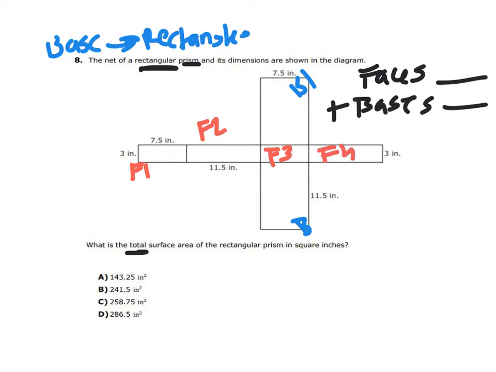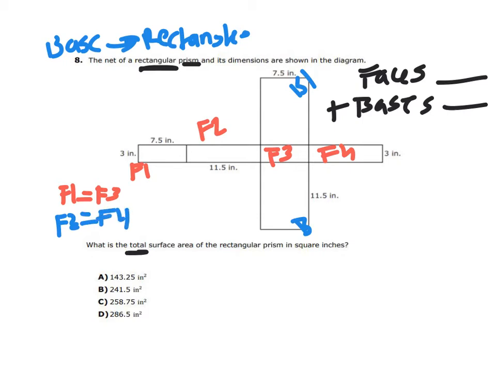Another thing you need to know about prisms is that there is actually a pattern. And the pattern there is that the odd numbered faces are going to be equivalent and the even numbered faces are going to be equivalent. So what do I mean by that? I mean that face 1 is equal to face 3, and we'll change colors here. Face 2 is equal to face 4.